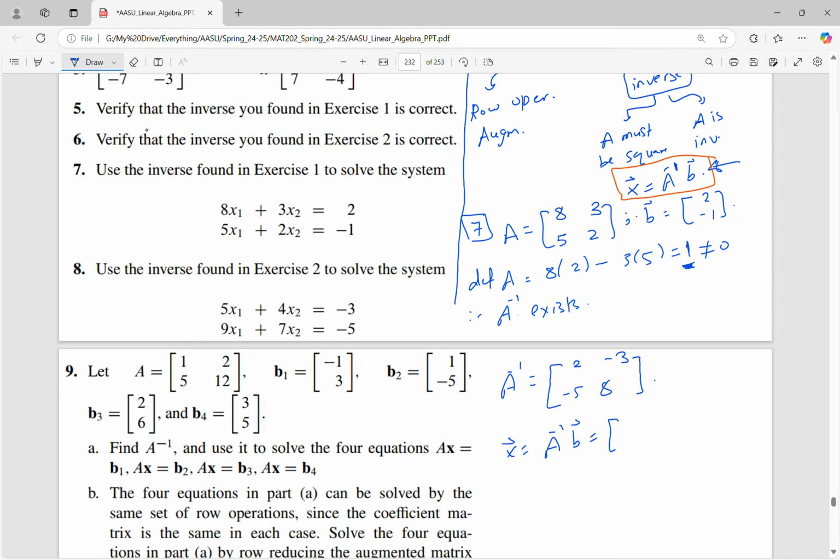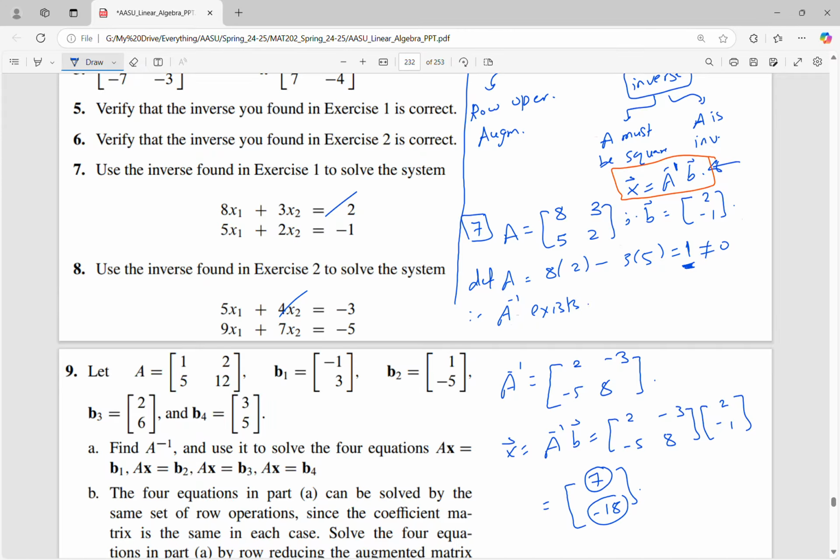What does it mean? It means this matrix multiplied with B. Now B is 2, -1. And we just multiply them. So 2 with 2, 4, plus 3, 7, minus 10, minus 18. This is the solution of the system. That means x1 is 7, x2 is minus 18. And the same thing you can do for the next exercise.